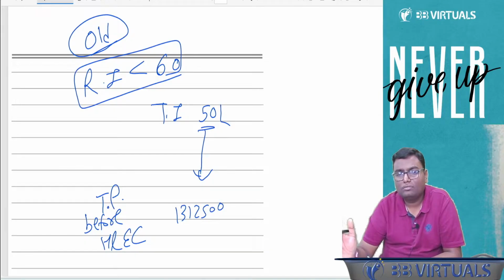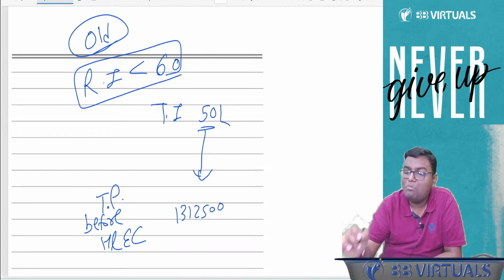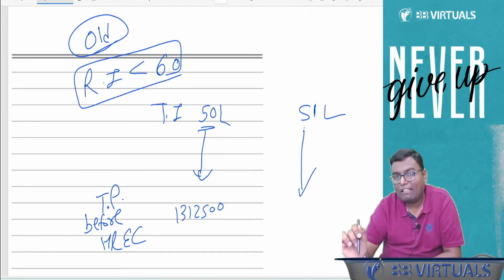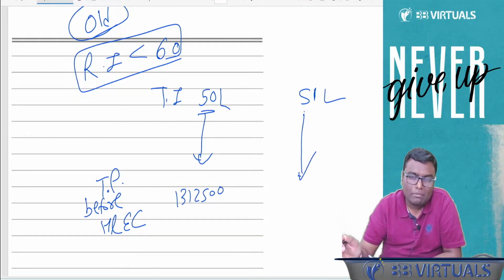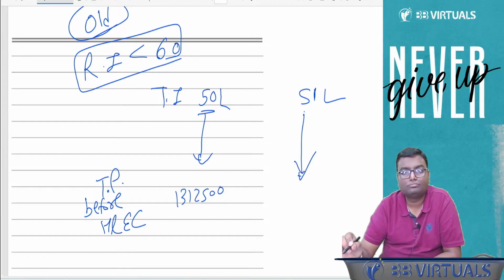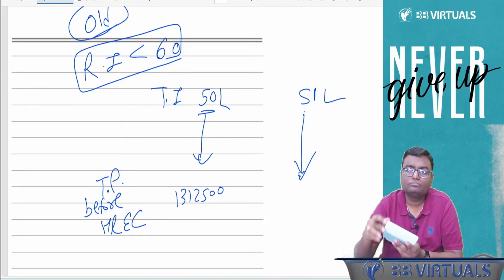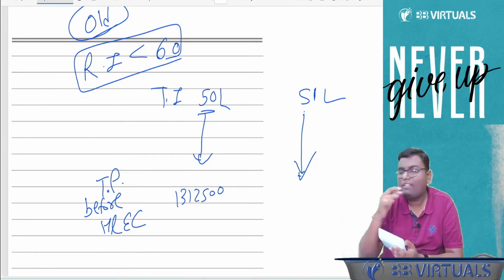Now let's say mistakenly I earned more money. Mistakenly. And now my total income is, let's say, 51 lakh. Tell me, what will be my tax before health and education cess? So can I say up to 10 lakh, 1,12,500. On the balance, that is 41 lakh, what do I have to apply? 30%. So total tax comes to 13 lakh 42,500.